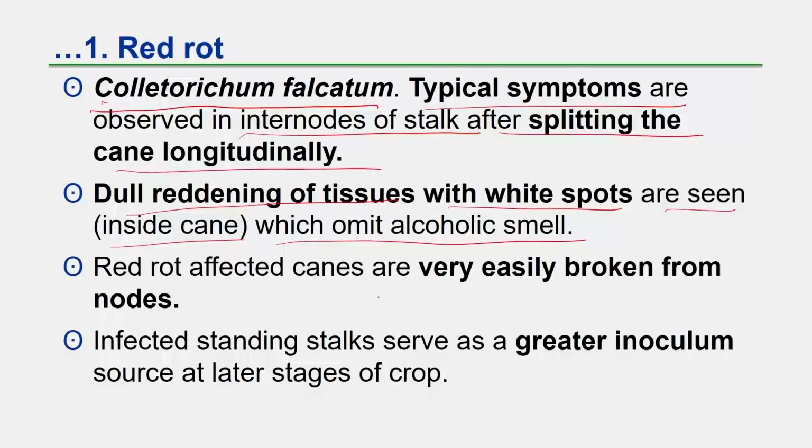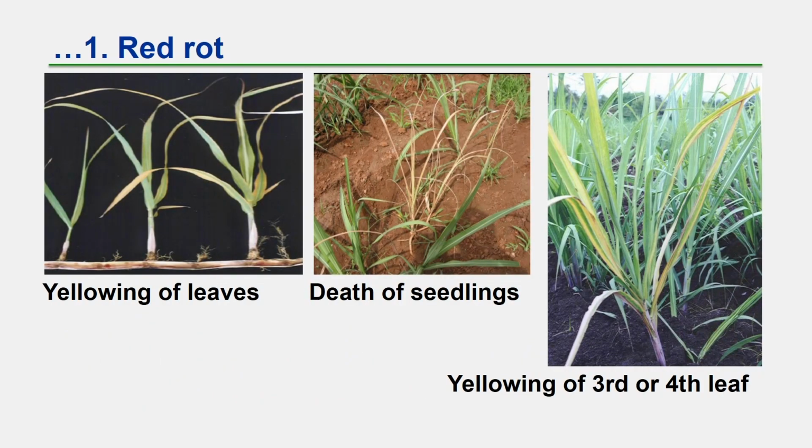Red rot affected canes are very sensitive to breaking from the node. They can break. Infected standing stalks serve as a greater inoculum source at later stages of the crop. So you can see yellowing of leaves, these are the initial symptoms, and then you can see death of seedlings. If it comes at an early stage, there can be death of seedlings. Yellowing of the third or fourth leaf from the top can also happen.